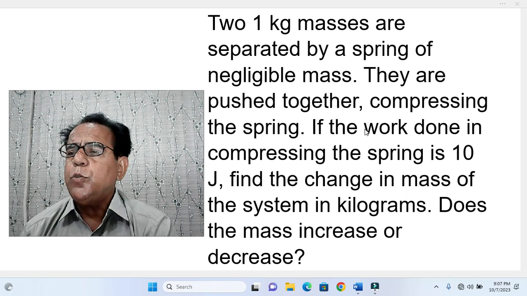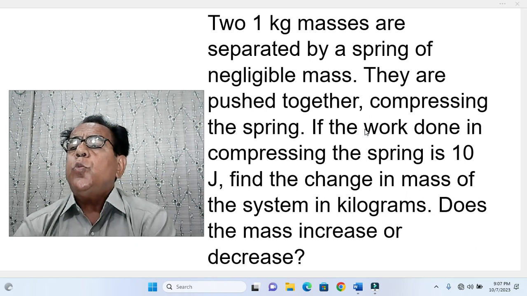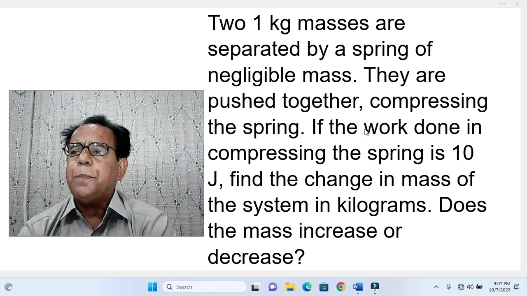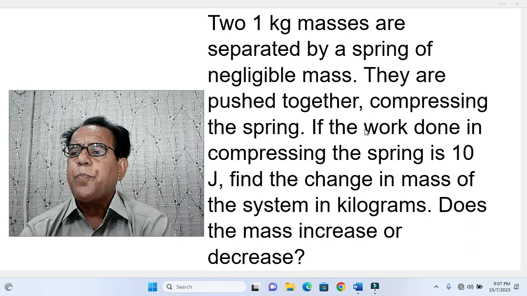This is our next problem, chosen from the book Modern Physics by Paul A. Tipler. As usual, we first come to its statement. Two 1 kilogram masses are separated by a spring of negligible mass. Okay, the mass of the spring is negligible.